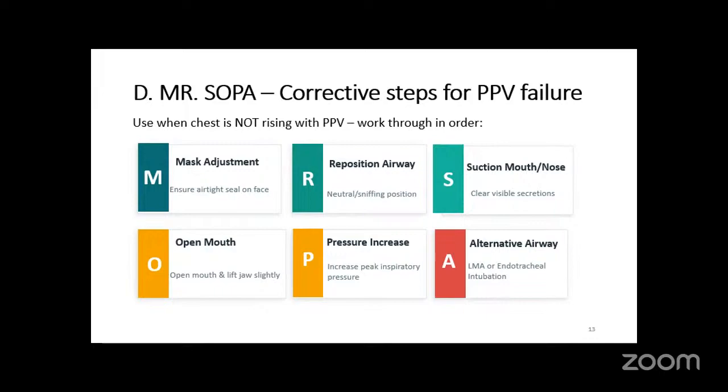And lastly, we have A. A comes in after you have adjusted the mask, adjusted the baby's positioning, suctioned, opened the mouth, and increased the pressure. If after all this the baby's heart rate is still not increasing, or the baby is still not breathing, what do we do? We go to A. Maybe the airway is not proper. We have to either intubate or use the laryngeal mask effectively to deliver the oxygen to the baby.